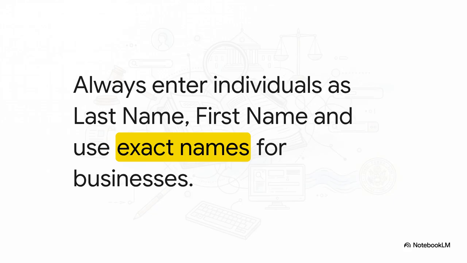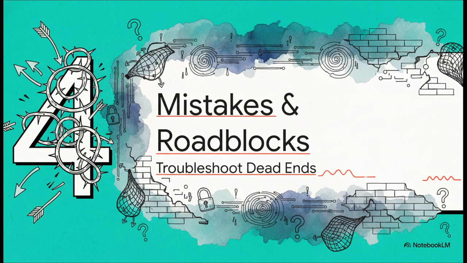Always use the last name, comma, first name format. So, Smith, comma, John. For businesses, use their exact legal name, including abbreviations like Inc. or LLC. If your initial search comes up empty, try partial names or alternate spellings just in case they used a middle initial. Let's move to part 4, common mistakes and roadblocks.